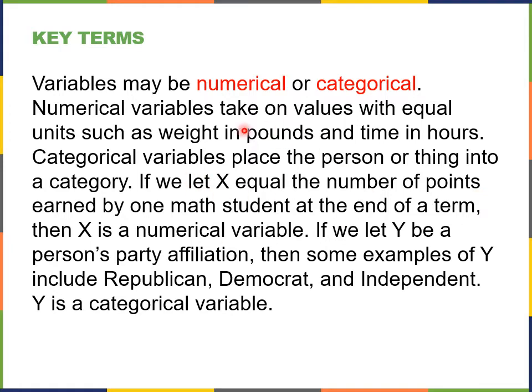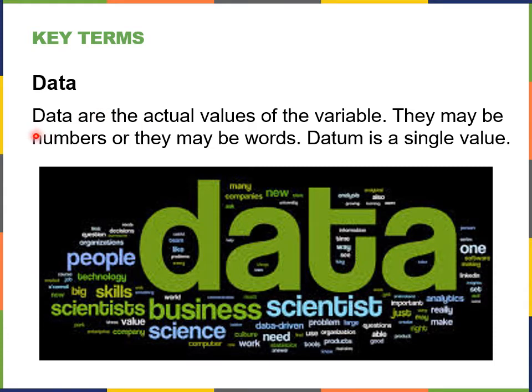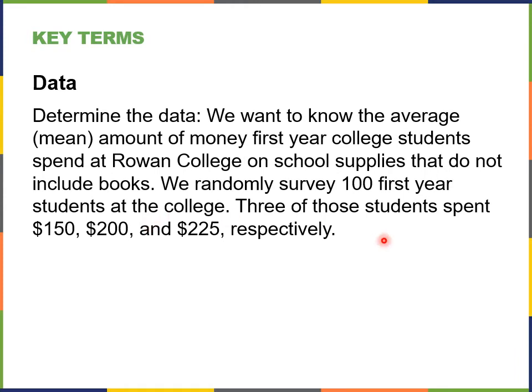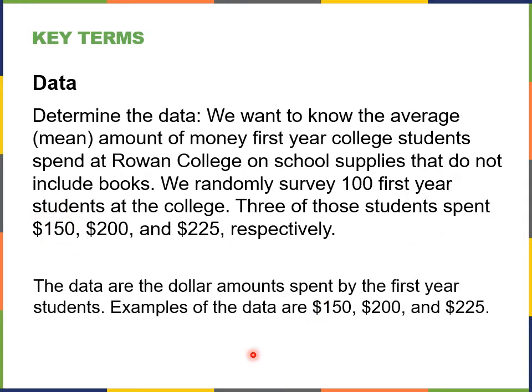Those would be your categories. But again, X is just the particular thing you're studying about the population, as opposed to data. I've said data a bunch already, but data is the actual value that the variable holds. So in this case, $150 is the amount of money one particular student spent. That would be the data value, the value of X, which is the amount of money any student could have spent. So 200 would be another data value. 225 would be another data value.